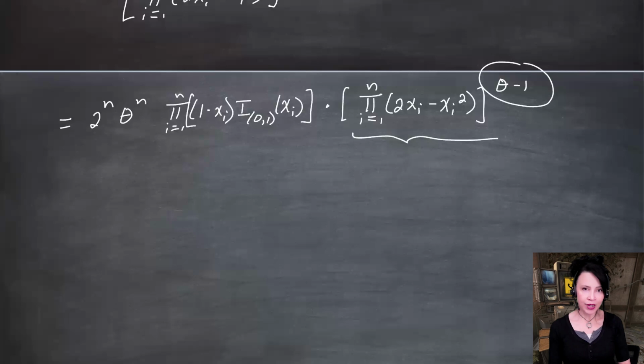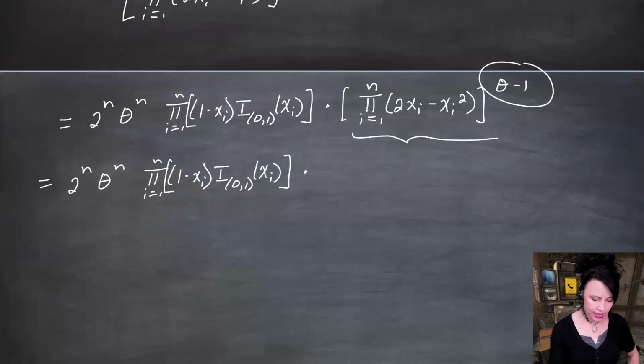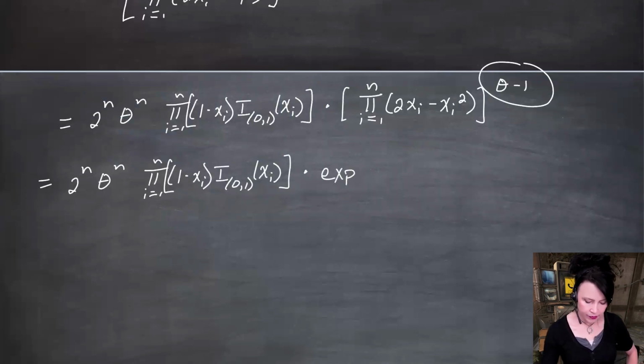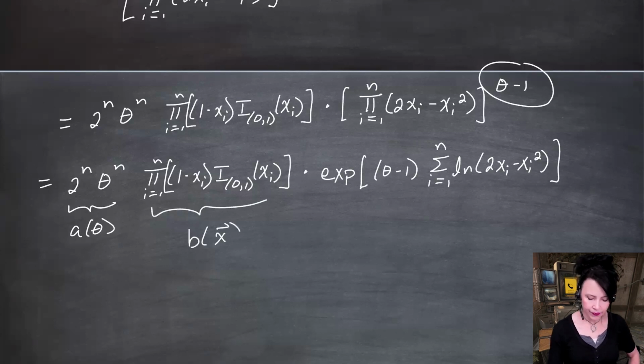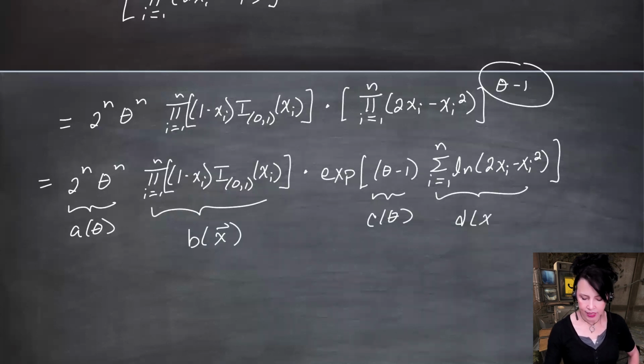So probably the log of the product should be written as the sum of the logs. And if you don't do that now, you'll do it once you hit step 2. So let me do a little copy and paste here. Okay. This is going to be e, and then theta minus 1 times the sum as i goes from 1 to n of the log of 2xi minus xi squared. So this is my a of theta, or you could put that 2 to the n with one of the other functions. This is my b of x. This is my c of theta. And this is my d of x.